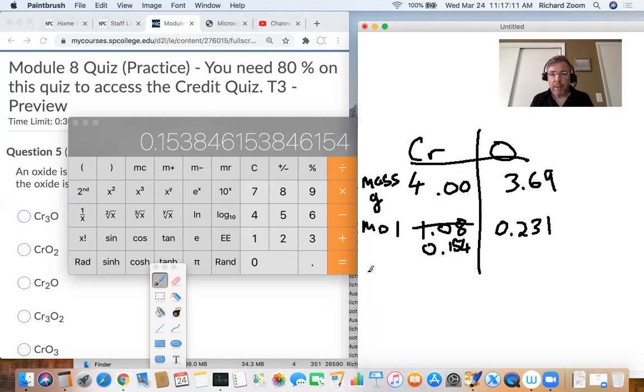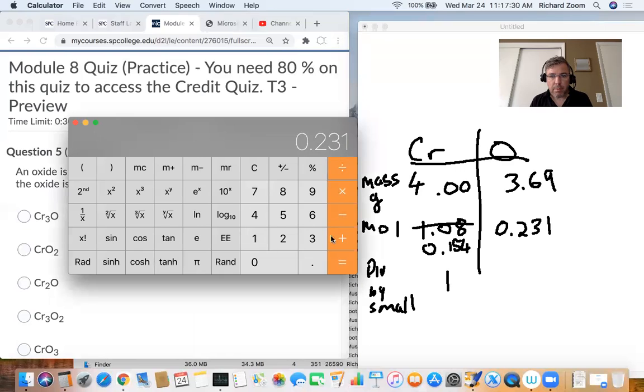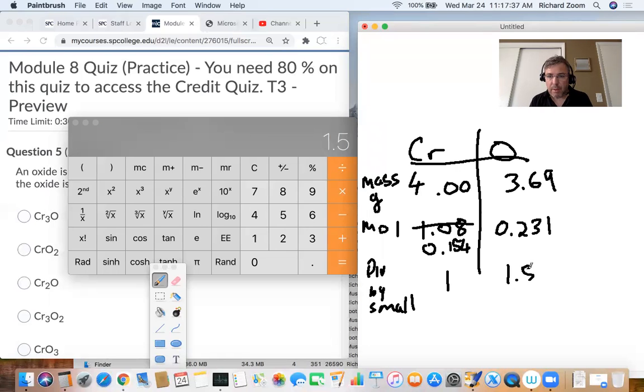And then we can go ahead and divide by the smallest. And that would be 1. And then 0.231 divided by 0.154, which should be 1.5. Now, as I said earlier, you've got to look at this 0.5 here, figure out how you want to make that a whole number. Now, 0.5 is equal to a half as a fraction.